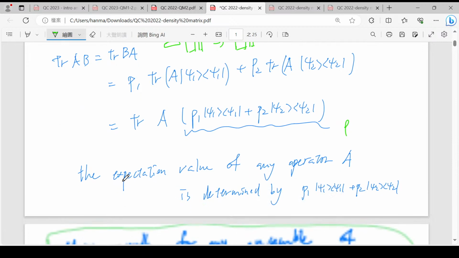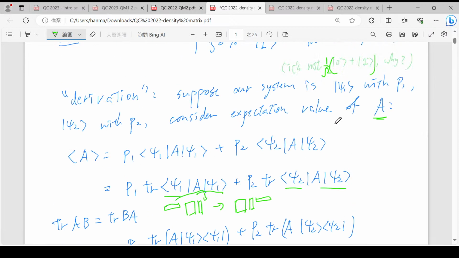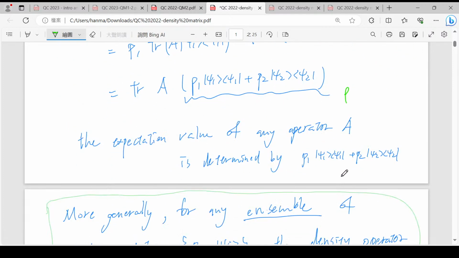And so we find out that the expectation value of any operator A is just determined by this thing that doesn't depend on A. This just depends on the parameters of your ensemble, right? So it depends on P1, psi1 and P2, psi2. So if we know this weird matrix, P1 times projector psi1 plus P2 times projector psi2, then we can calculate the expectation value. And actually, this matrix is very powerful. You can calculate everything about this ensemble from just knowing this matrix.